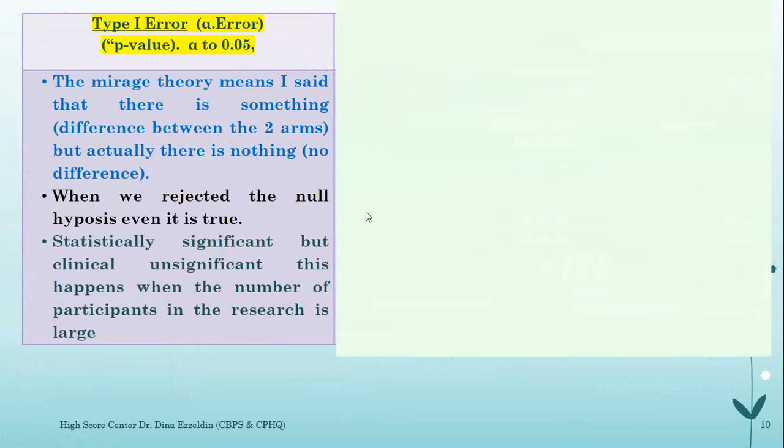This occurs when we reject the null hypothesis, even though it's true. We rejected the null hypothesis. We said that there is a difference, and actually the null hypothesis is true. There is no difference. Statistically significant but clinically insignificant. It occurs when the two drugs are statistically significantly different. So there is a statistical difference, but clinically there is no difference.